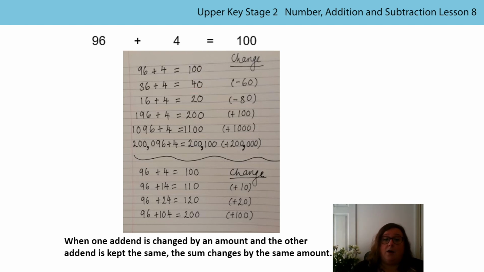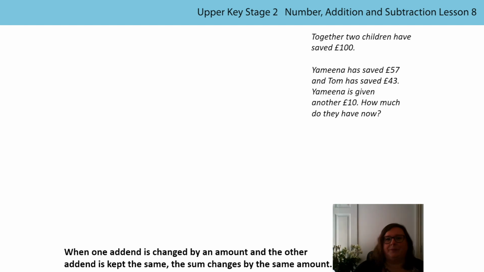And here, where I increased my addend by 100, kept the second addend the same, my sum increased by 100 too. I wonder what you found out. Maybe this might inspire you to have a little bit more of an investigation yourself. If you want to investigate, pause now and then come back and join us in a moment.